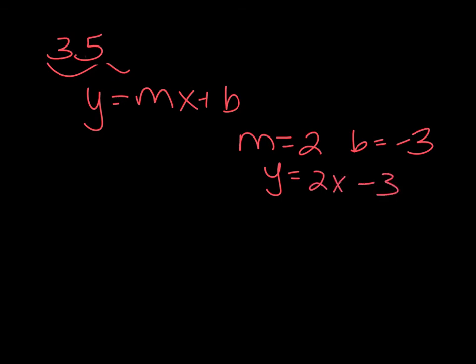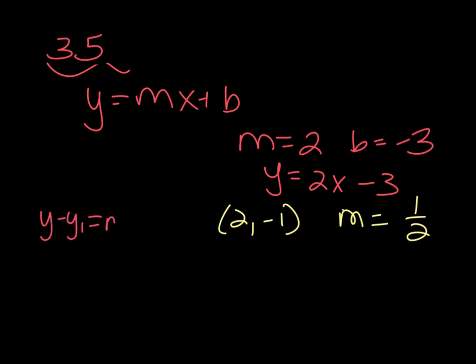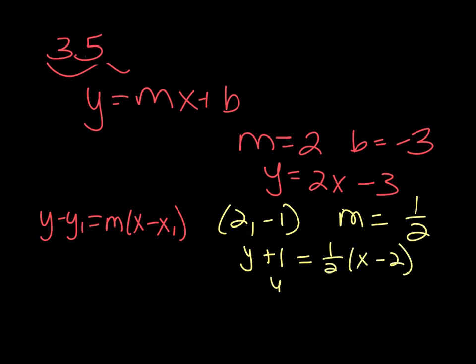If you were given, let's say, 2 points, 2, -1, or actually let's do point and slope first. So if I gave you point and slope, then you would plug it into what? What's that formula called? Which is y minus y1 equals m times x minus x1. So I do y minus a -1, which becomes +1, equals 1/2 x minus 2. Y plus 1 equals 1/2 x minus 1. Subtract the 1. Y equals 1/2 x minus 2.